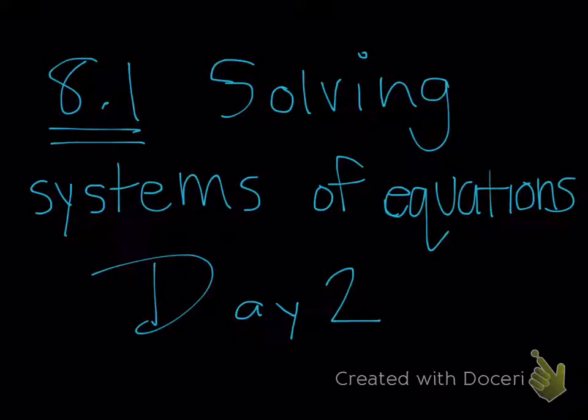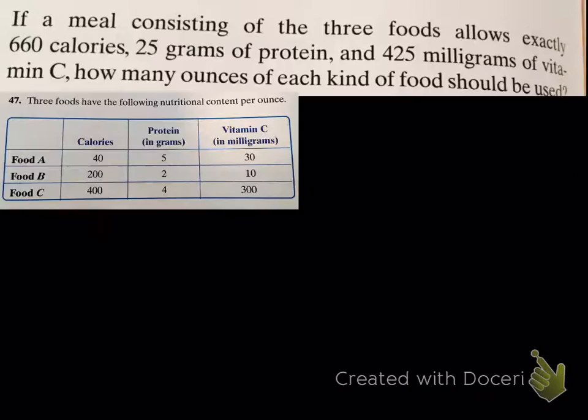Today we're doing section 8.1 day 2, and again we're going to be working on solving systems of equations. So here they give you 3 foods that have nutritional content per ounces, and the problem says if a meal consists of the 3 foods allowing exactly 660 calories, 25 grams of protein, and 425 milligrams of vitamin C, how many ounces of each kind of food should be used?